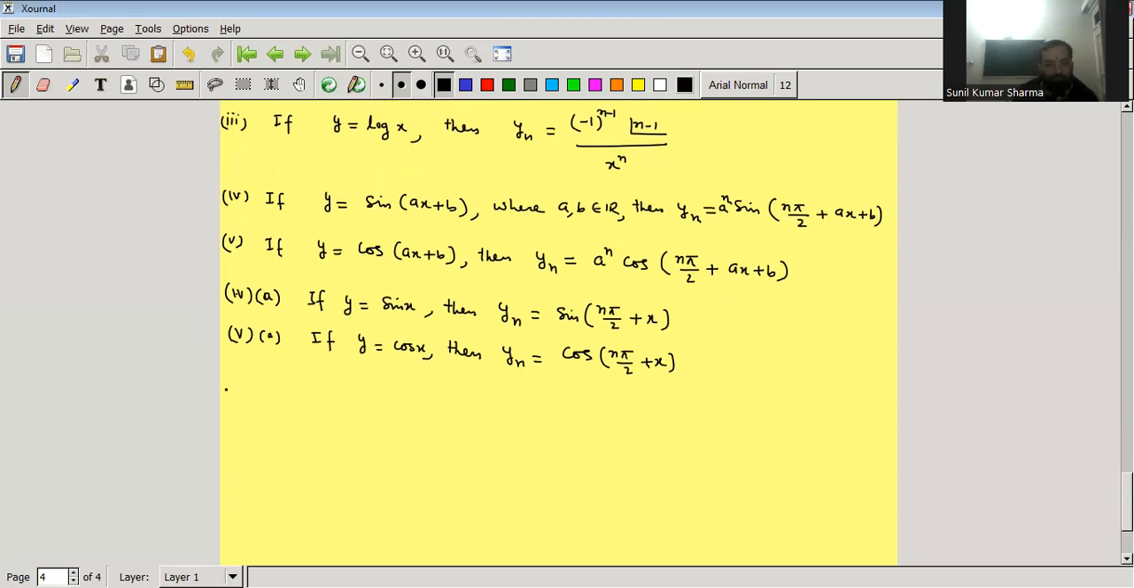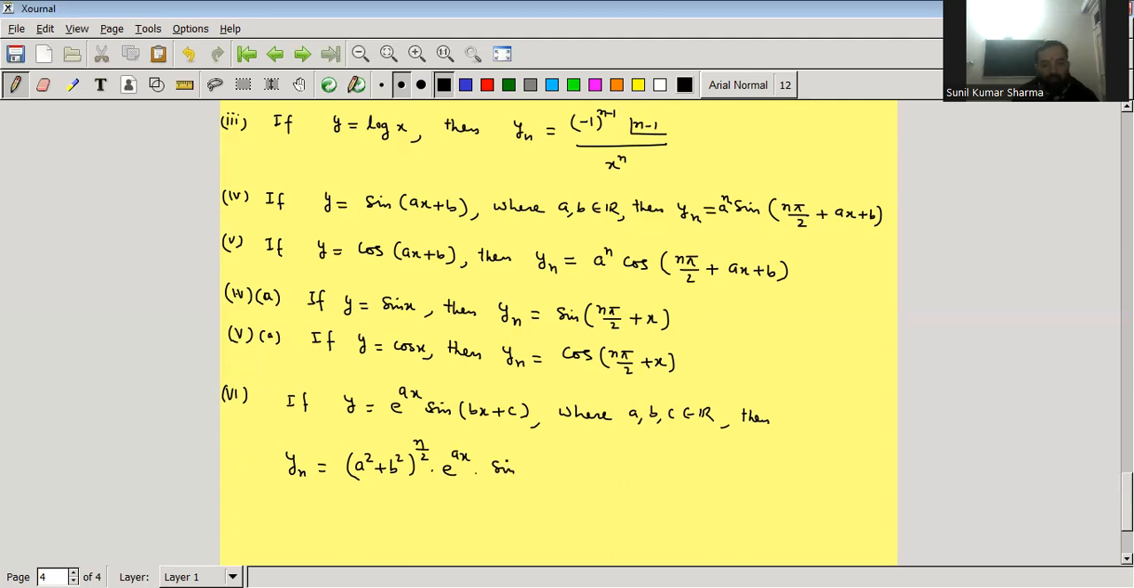Now the sixth part is, if y is equal to e to the power ax sine of bx plus c, where a, b, c belong to real numbers R, then yn is equal to (a square plus b square) to the power n by 2 into e to the power ax into sine of bx plus c plus n into tan inverse b by a.